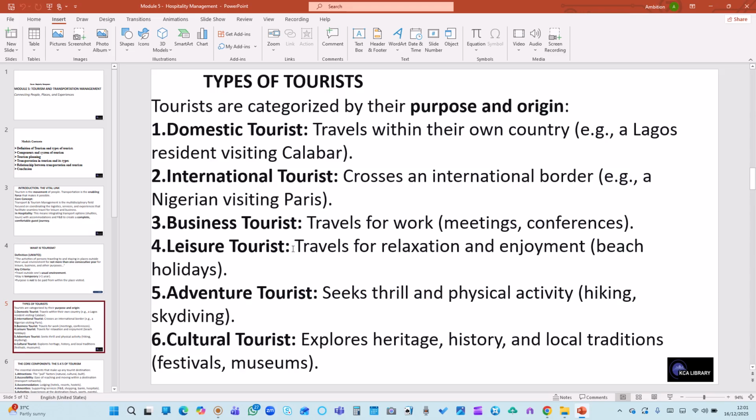We have adventure tourists. This seeks thrills and physical activity like hiking, skydiving. So this type of tourist is called adventure tourist. Then we have cultural tourists. These explore heritage, history, and local tradition. For example, festivals, museums. These are examples of cultural tourists.